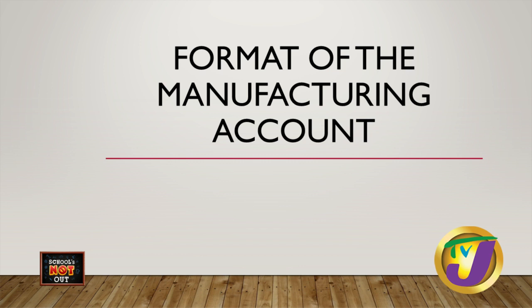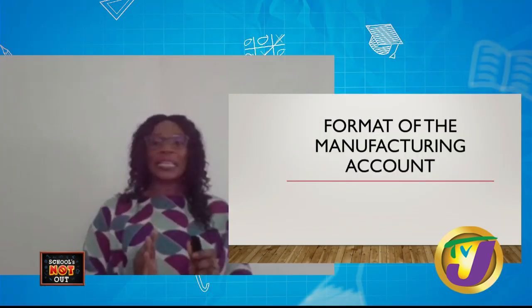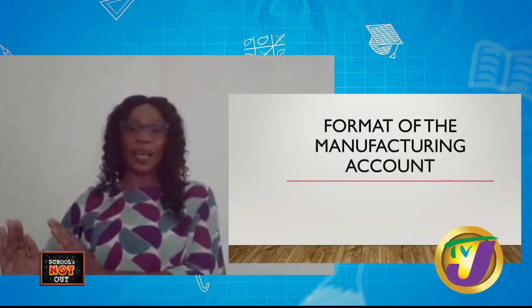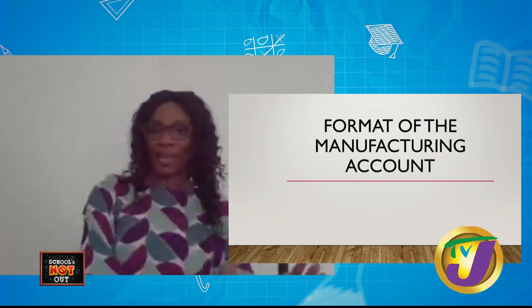The format of the manufacturing account, I should point out to you students, is done vertically from top to bottom. So you won't see a distinguished debit side from a credit side. Everything will flow from top to bottom. All right? Good. Now, let's look at the items in the manufacturing account.